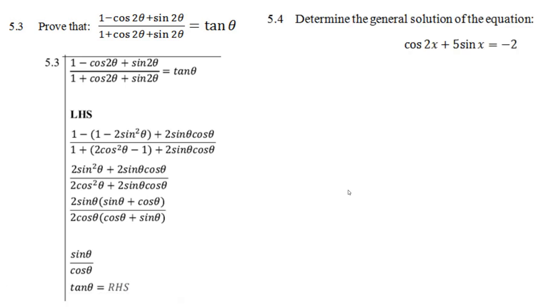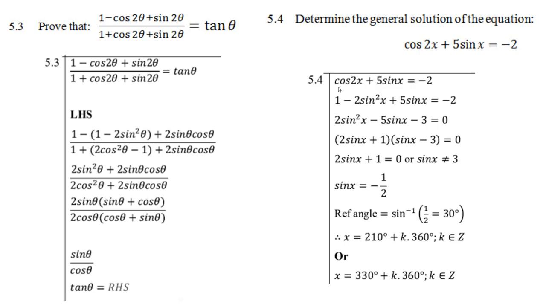Okay, let's try this next question. And we're going to determine the general solution. Now, there's lots of different ways of doing things, but this will turn into a quadratic, and it's better to use the one that's just got sine squared in it. So that's what they do. Instead of cos 2x, it's 1 minus 2 sine squared x.